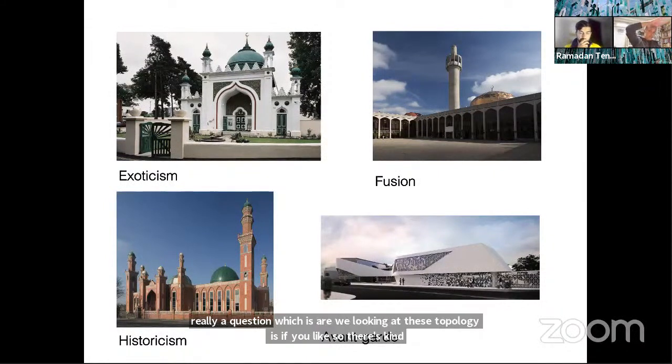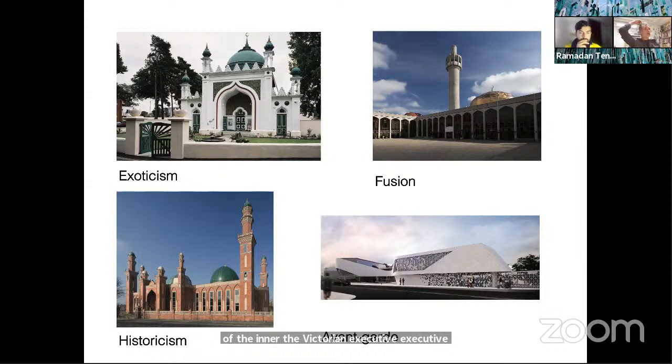There's the Victorian exoticism. There's the fusion of styles as represented by Regent's Park. There's the historicism of the Bradford Mosque and other ones, which are very much replicas of Islamic buildings. And I think what they're saying is that this is what a correct or authentic Islamic building should be. And then there's a much more avant-garde approach where the architectural language is drawing from a whole series of other references, a kind of European trajectory of architecture, and that forms the basis for the mosque.